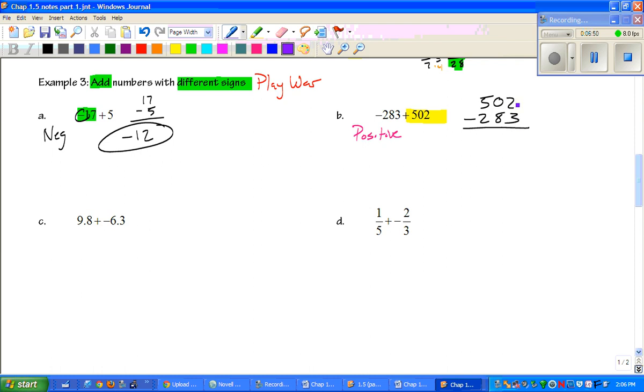Okay, can I take 3 from 2? No, we have to borrow. We can't borrow from the 0, so I have to borrow from the 5. That becomes a 9 and 12. So 12 take away 3 is 9, 9 minus 8 is 1, and 4 minus 2 is 2. So our final answer is a positive 219.